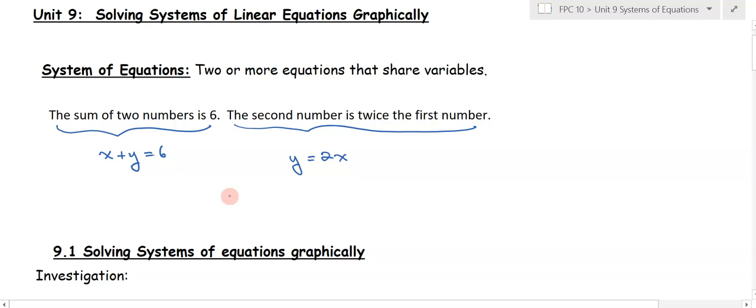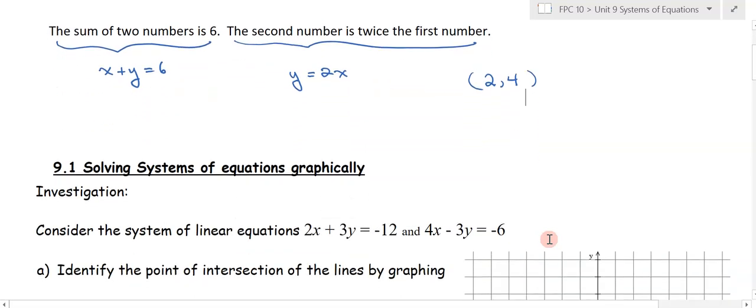This one, we could probably even use just guess and check and say, well, I know if x is 2 and y is 4, it would add to 6, and it would also balance this equation. So you could say, well, 2 comma 4, or my two numbers are 2 and 4. But we're going to today focus on how can we find the solution to a system of equations graphically. So using our graphing skills to find that solution.